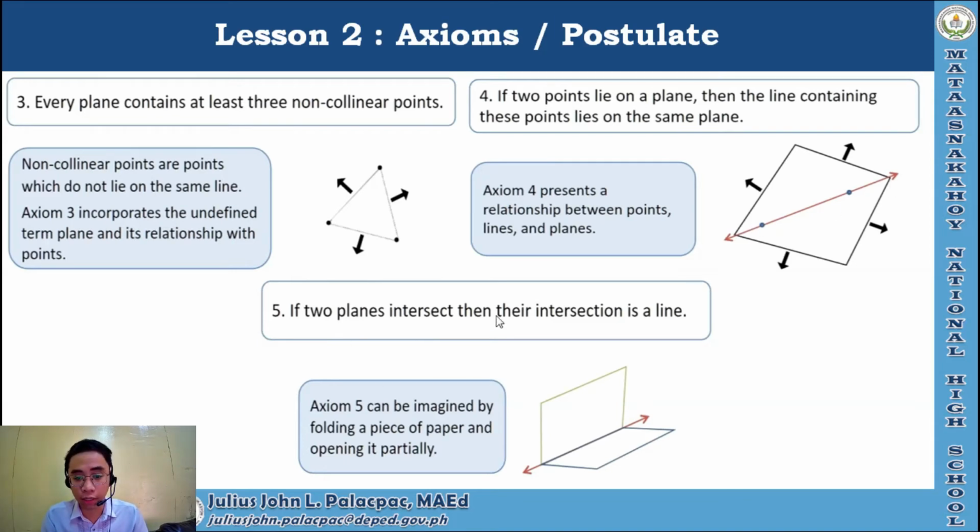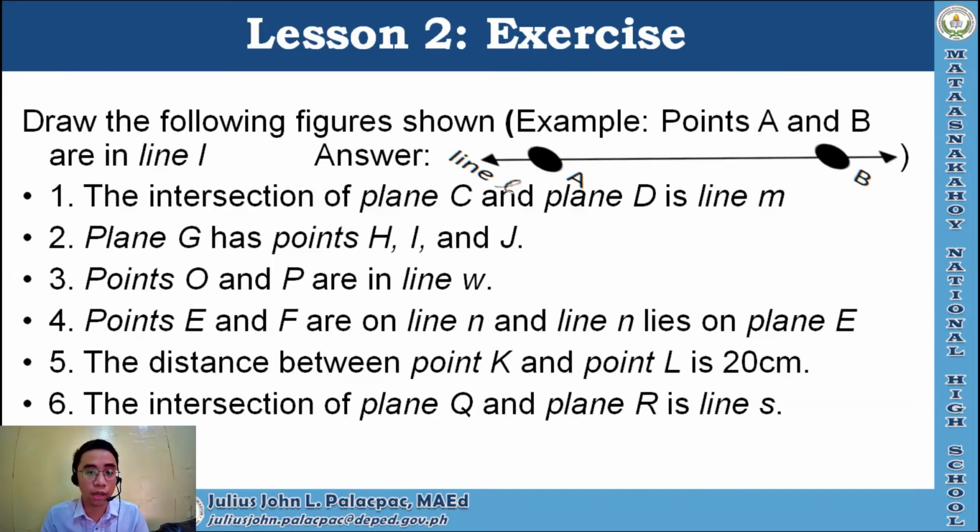If 2 planes intersect, then their intersection is a line. So dito nga, in example, yung piece of paper and opening it partially. Ano, dalawang plane, yung gitna nila, yun ay line. Their intersection is a line. And then we'll have exercise 2 for our lesson 2.